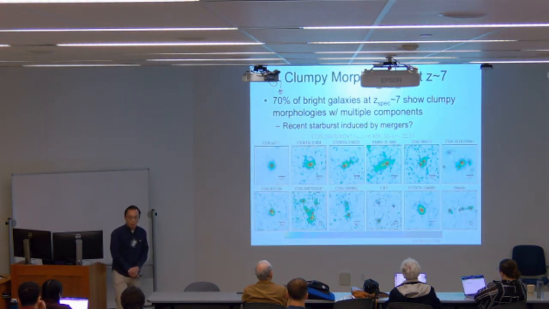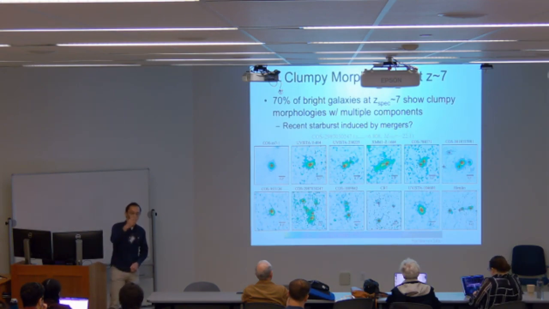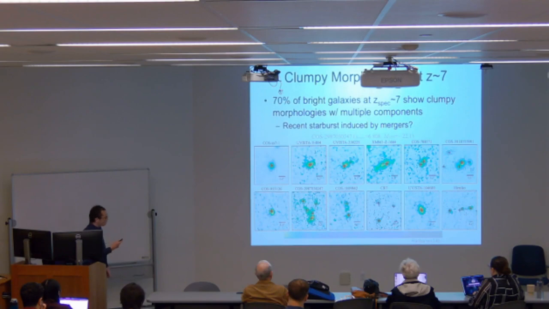We investigated 12 bright galaxies at z~7, and we found that about 70% of the bright galaxies at z~7 show very clumpy morphologies with multiple subcomponents. So this indicates that this kind of recent starburst observed in the SED fitting analysis may be triggered by recent merger events. So at z~7, merger-induced starburst may be responsible for the brightness of these bright galaxies.